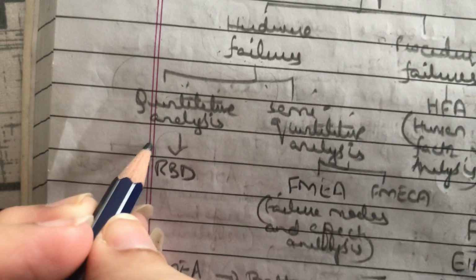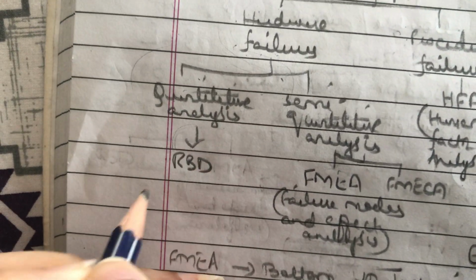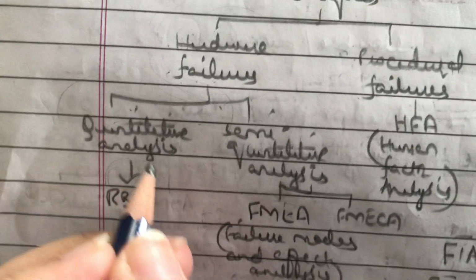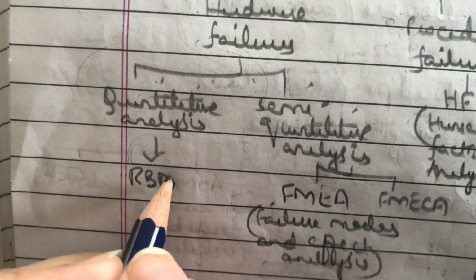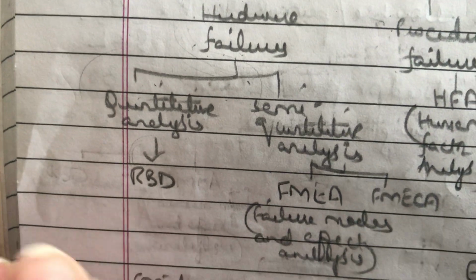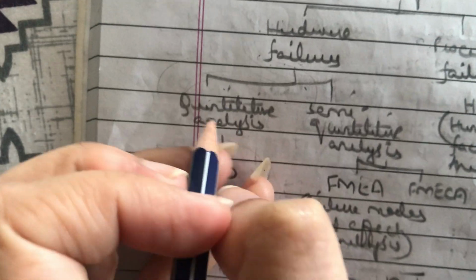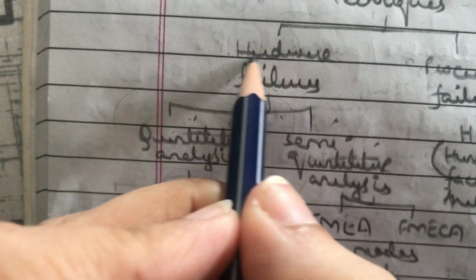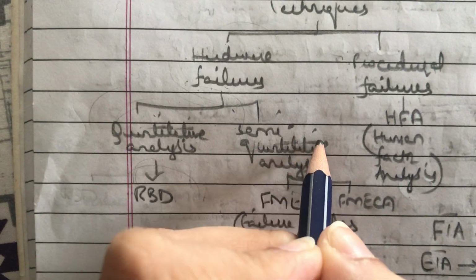I have brought this RBD. You know how to make the RBDs, for the series and parallel, and further when we have different missions and different failure modes. So everything that comes in the RBD is in this quantitative analysis, and this quantitative analysis has come out of the hardware failures. Okay, and the next is semi-quantitative analysis.